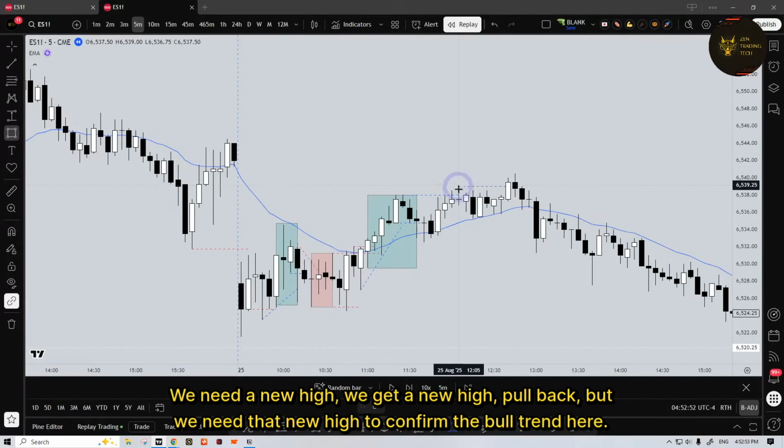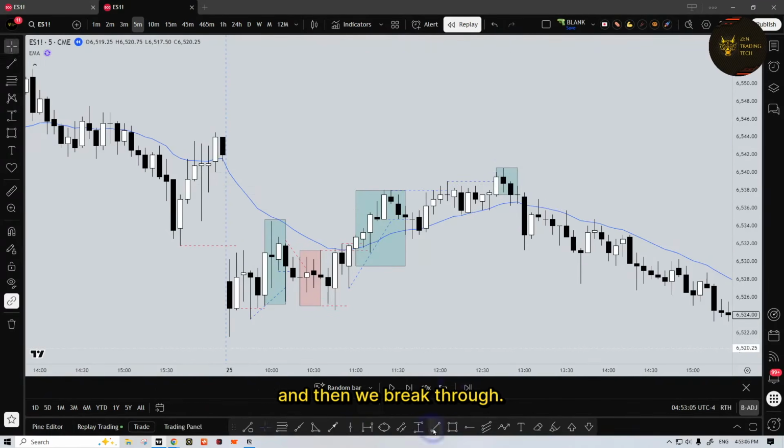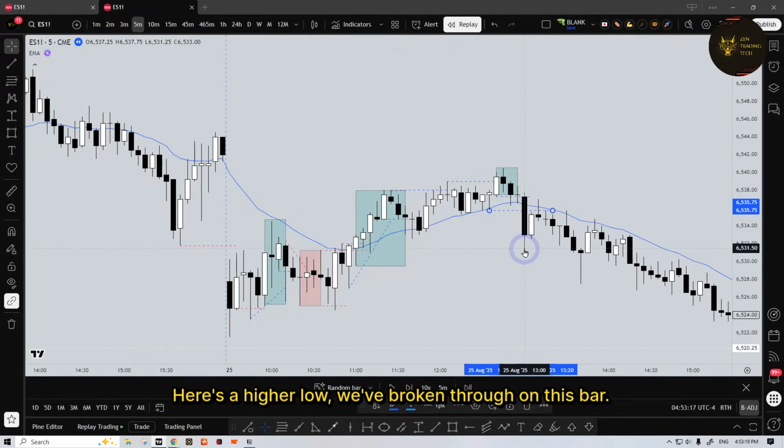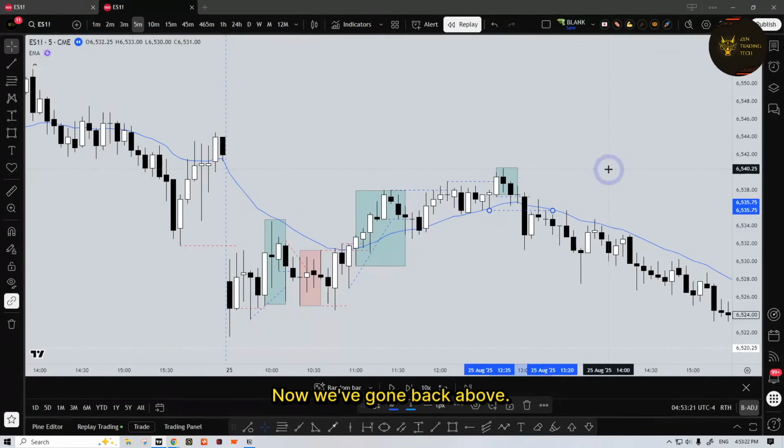We need a new high. We get a new high, pull back, but we need that new high to confirm the bull trend here, and then we break through. Here's a higher low. We've broken through on this bar. Now we've gone back above. So what do you do here?